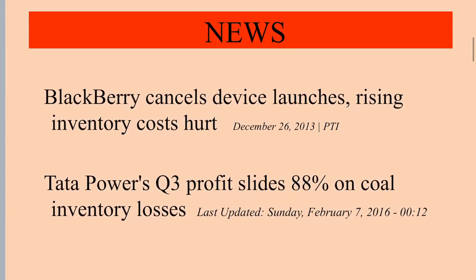The importance of inventory is very evident. I have just extracted some news to show you the relevance of inventory. For the company BlackBerry, there were some headlines in 2013. It says BlackBerry cancels device launches, rising inventory cost hurt. The second example is from Tata Power. The headline was that Tata Power's Q3 profit slides 88% on coal inventory losses, and this is a huge figure: profit slides 88% just for one aspect, which is inventory losses.